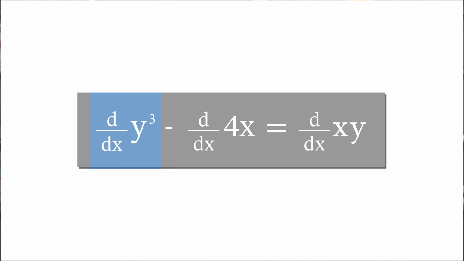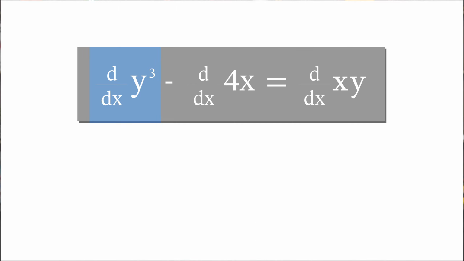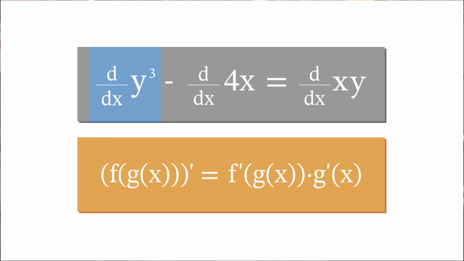With this first term, we are essentially seeing a function, y, inside another function, a cube function. Sound familiar? Because we have a function inside a function, we need to use the chain rule for this term. Remember, the chain rule says that the derivative of a composite function, f of g of x, is equal to the derivative of the outside function with the inside function unchanged times the derivative of the inside function.